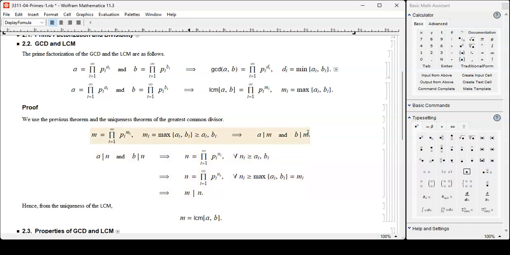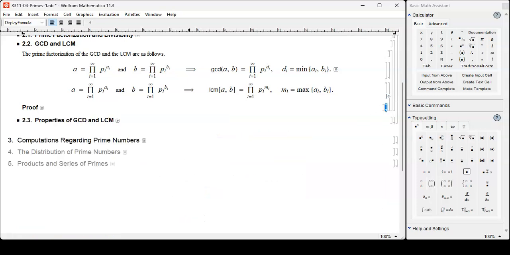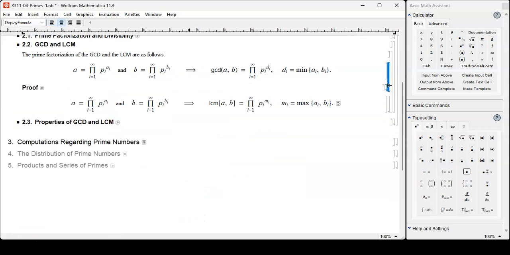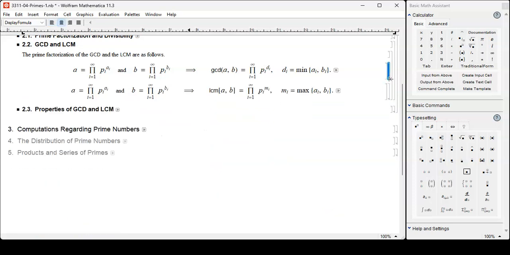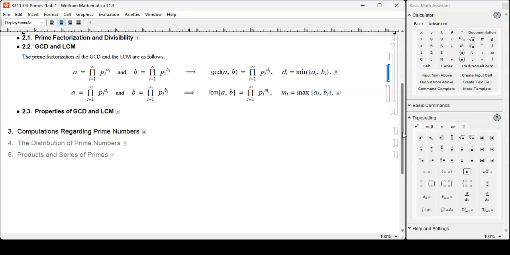So common multiple and the minimality put together, we get the least common multiple. Previously, common divisor and maximality, put those together and we get the greatest common divisor. And when we prove the maximality, the minimum showed up. So minimum, maximum, those are kind of intertwining here. A bit confusing when I speak, but when you see what's written, it's pretty clear actually.